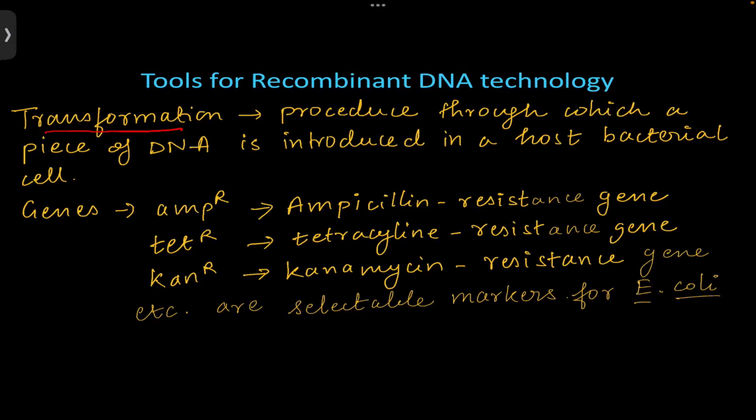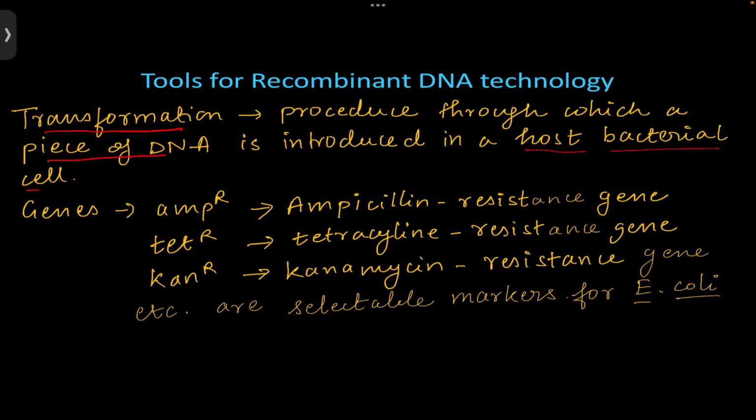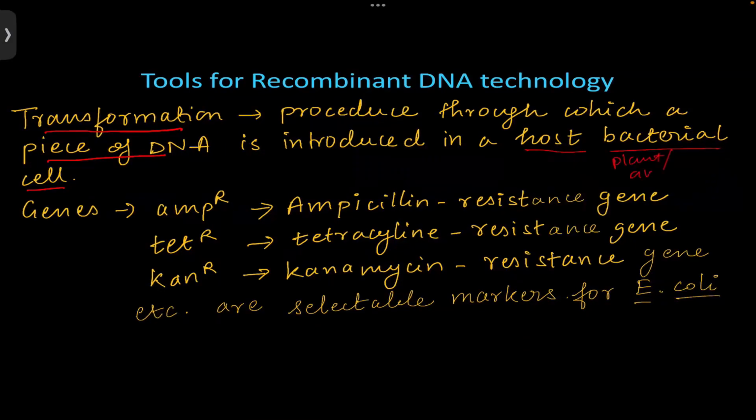Now this transformation is routinely done as a procedure in biotechnology, where people introduce a piece of DNA into a host cell. Here I have written bacteria, but it can be other types of cell as well, like plant or animal, or it can be fungi. So for any type of host cell, when you introduce a piece of DNA, this process will be called transformation.